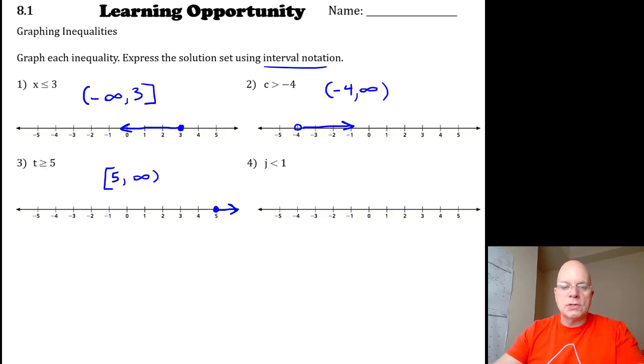Brackets and the closed circle mean the same thing. Open circle and parentheses mean the same thing. And I showed you how if you have parentheses next to each other, they kind of look like an open circle, and that's one way to remember that.